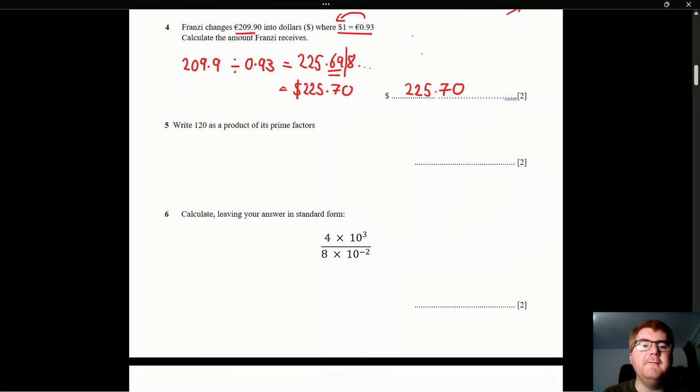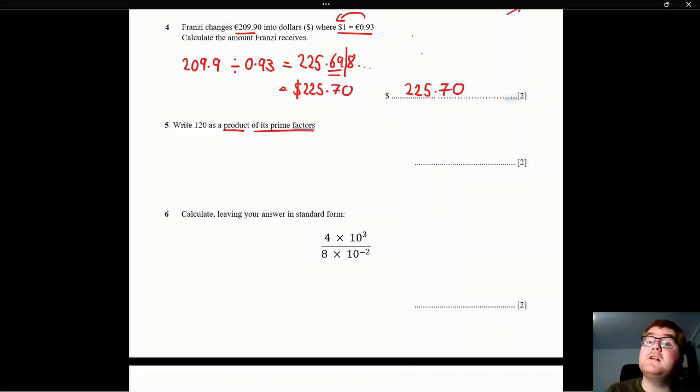On to question 5 here. So writing 120 as a product of its prime factors. This is a phrase that comes up a lot on iGCSE 0580 maths. As soon as I see this phrase, product of prime factors, I need to do a factor tree. So it needs to go into your mind as soon as you see this: do a factor tree.